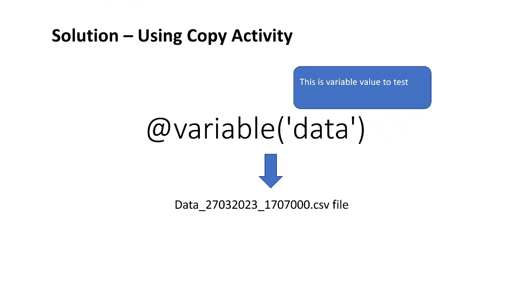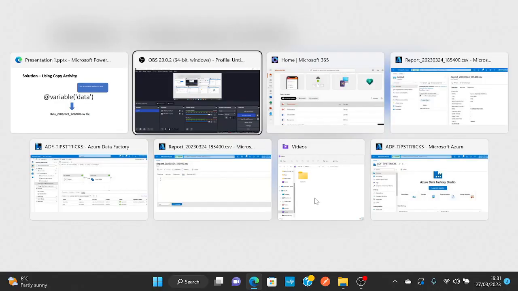For example, we have data in a variable, and the variable has a value which is highlighted in here, and we are going to write that value into this file which is in another container. So now let's go to here.